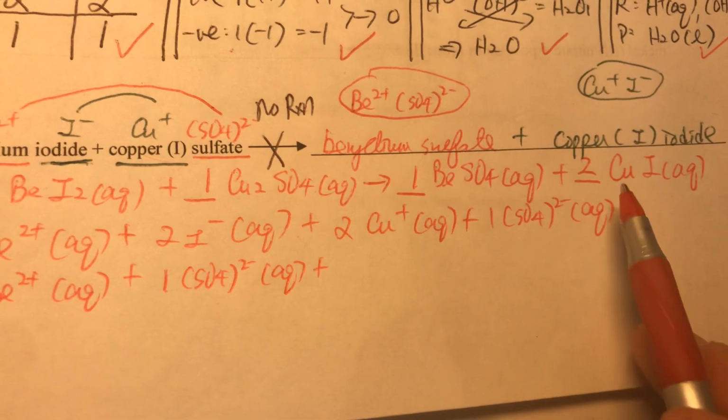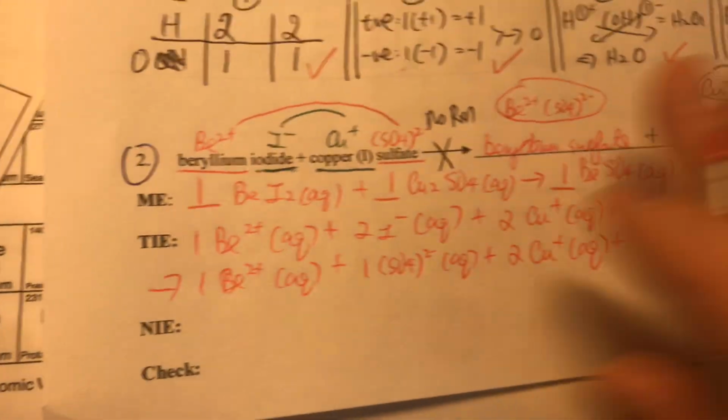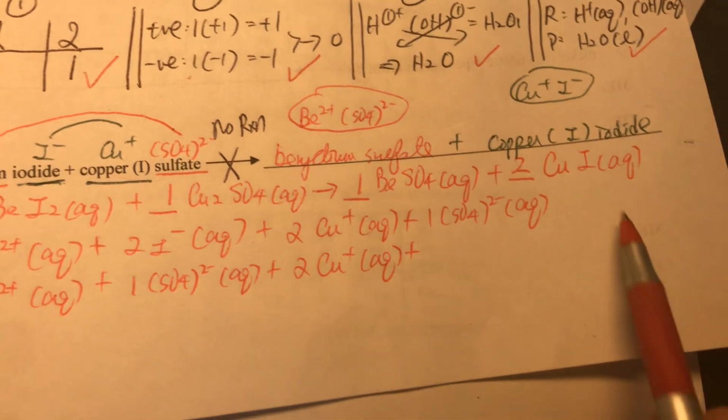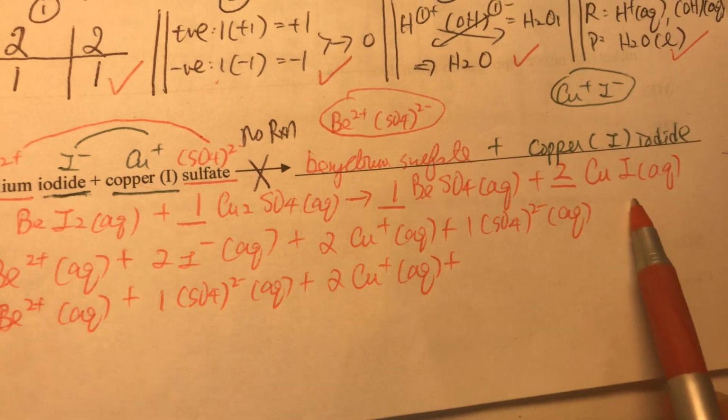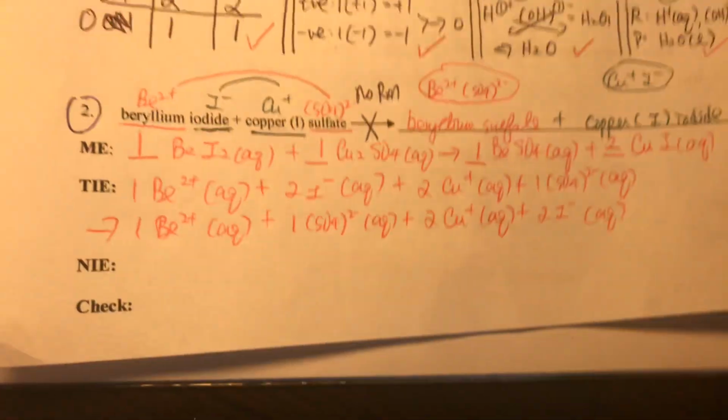And I got 2 Cu plus AQ, and I got 2 I minus AQ. Okay, so this is the total ionic.